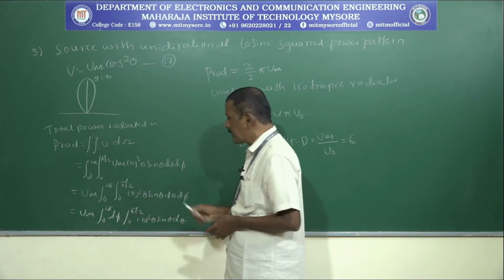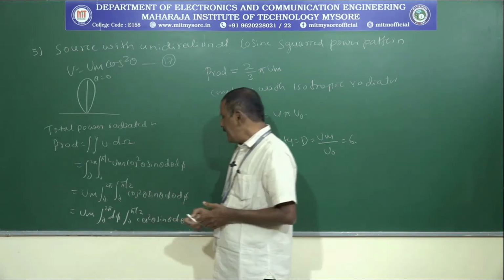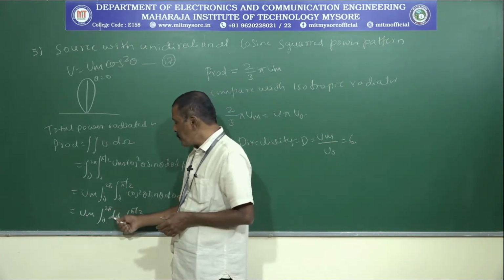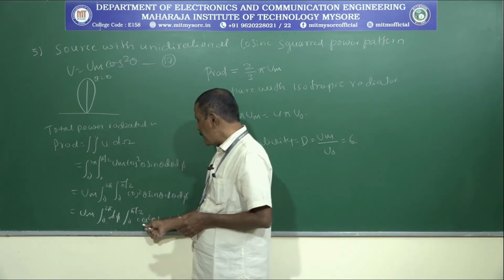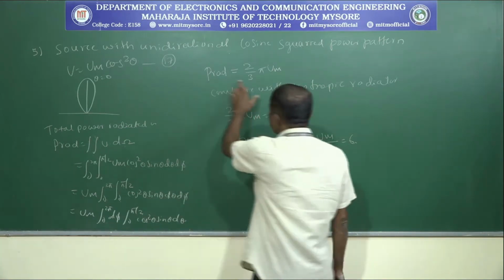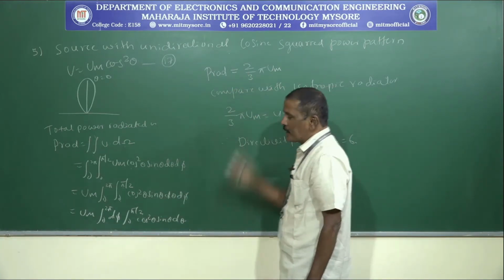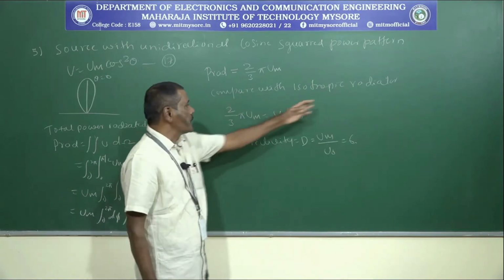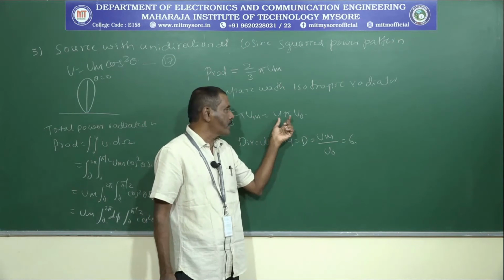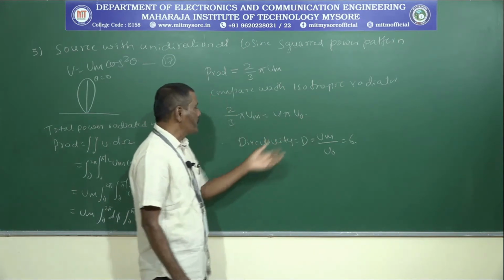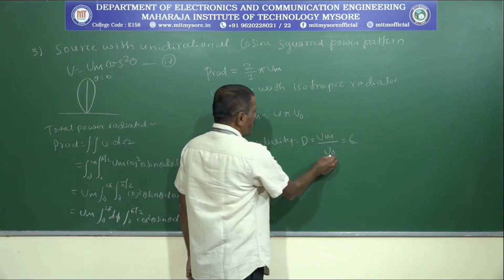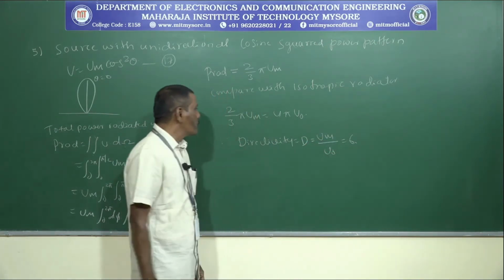Um is a constant term, take it outside, then 0 to 2 pi, 0 to pi by 2 cos square theta sin theta d theta and d phi, and integrate theta term separately and the phi term separately, then it is 0 to 2 pi into d phi and 0 to pi by 2 cos square theta sin theta into d theta. The integration of this equation is going to give the value as 2 by 3 pi into Um. Compare this with isotropic radiators, 2 by 3 pi Um, and for the isotropic radiator it is 4 pi u0. If you compare this, then the directivity D is equal to Um divided by u0, and this value is going to be equal to 6.